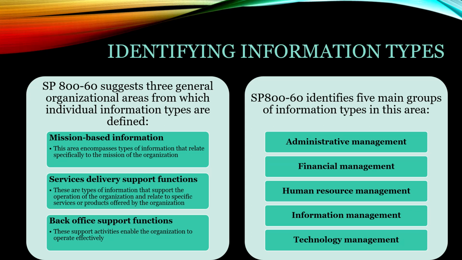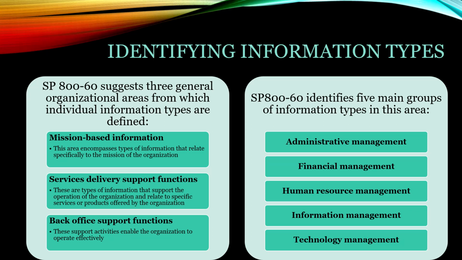of that nature. Service delivery support, these are types of information that support the operation of the organization and related specifically to services or products offered by the organization. An example is the area of risk management. Mitigation information includes contingency planning, continuity development, continuity of operations, and recovery.